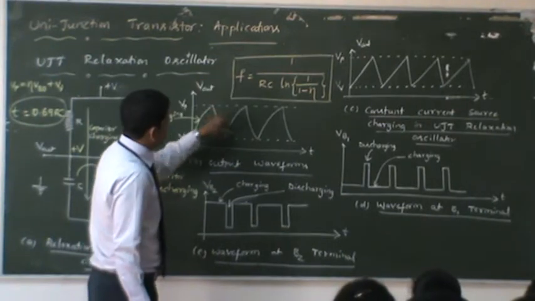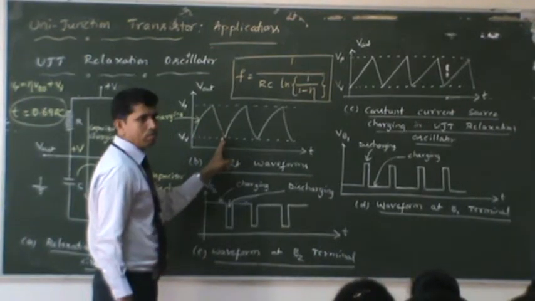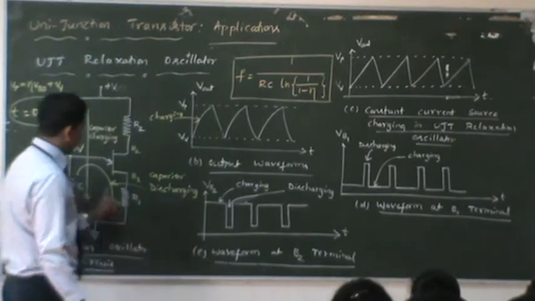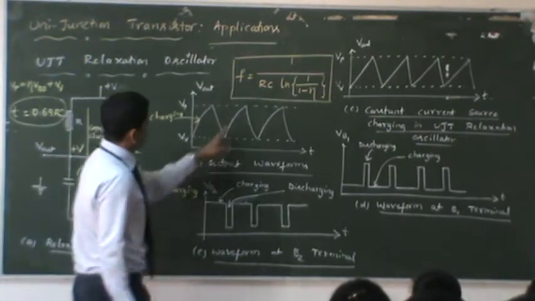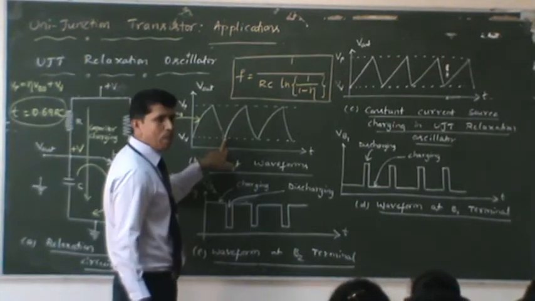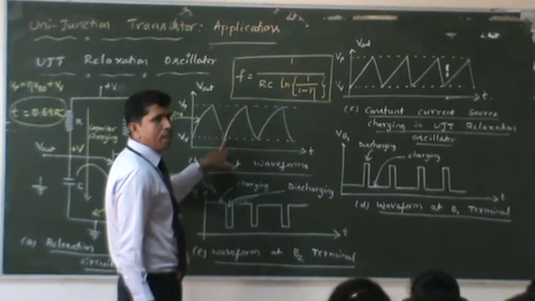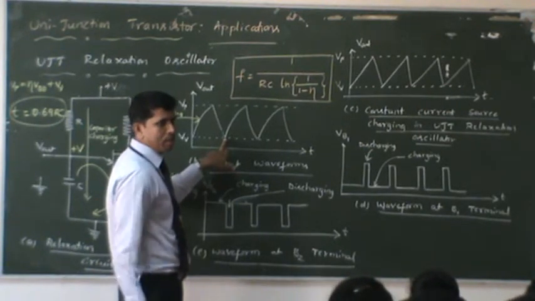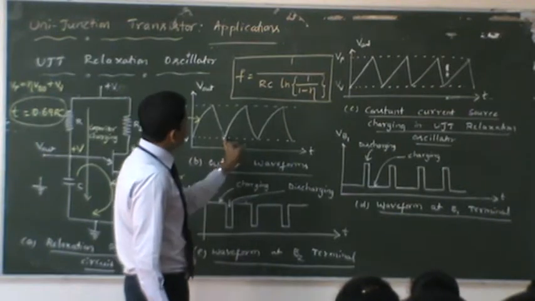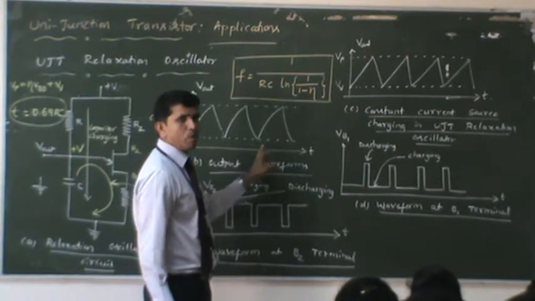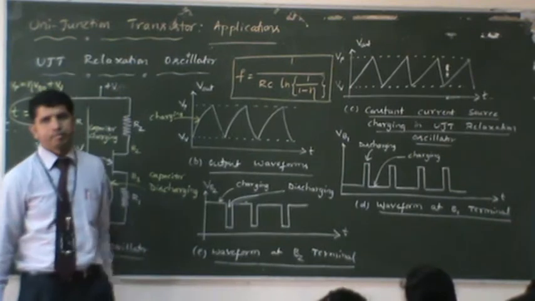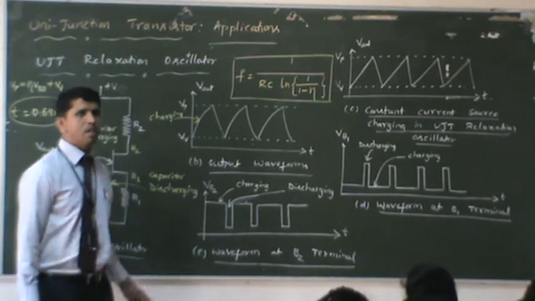Now what is happening here? The capacitor is discharging through the UJT and R1. At this particular point, the diode has been reverse biased. Now again the capacitor will start charging and discharging. So we are getting some kind of oscillations there. That's why it is called relaxation oscillation.